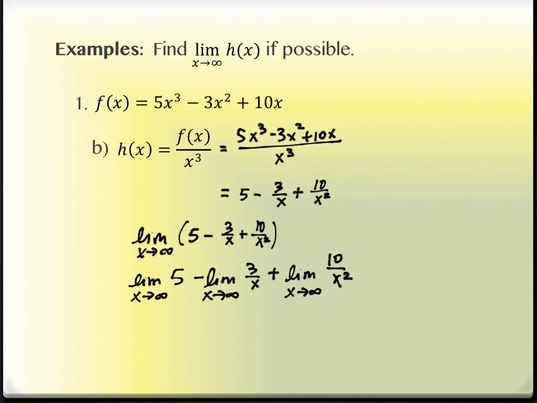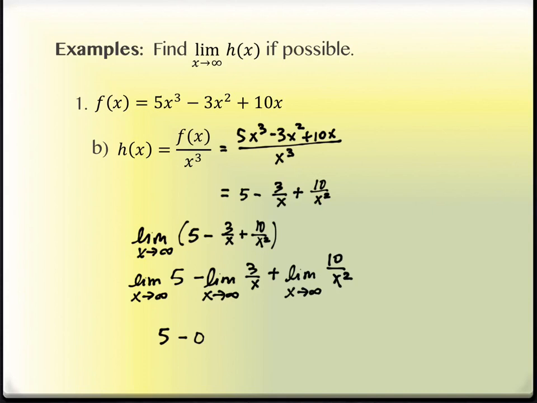Individual three pieces. What's the limit of 5? 5. Constants are the favorite. I mean, they really should be. Anytime you see a constant, you should think super easy stuff. It's just that number. What about the second one? What's the limit as x goes to infinity of 3 over x? That's 0. So technically I have minus 0 here because there's a negative. It's not going to affect anything, but there is a subtraction sign from that.